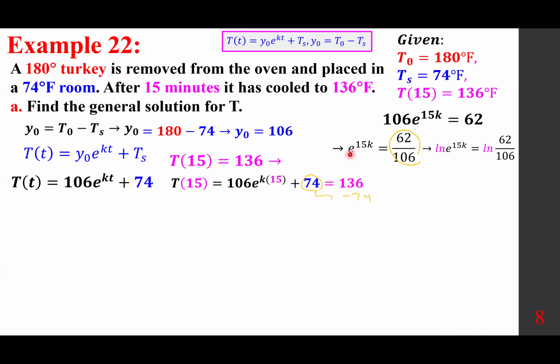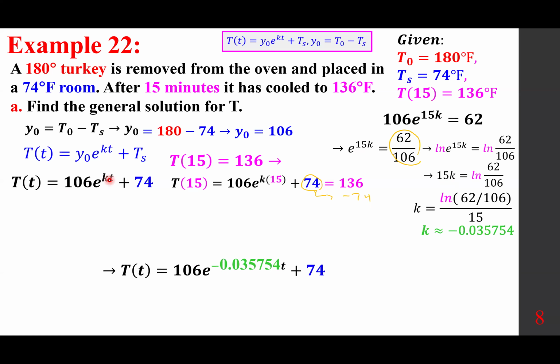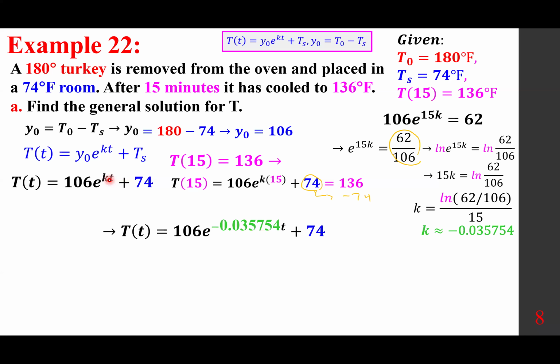So the left side becomes 15k. And so k is the right side divided by 15. And this is an exact answer. Now you put it into a calculator with a bunch of decimals, you get this number. And so T of t, everybody, we have everything now. k is replaced, and that's the general solution.